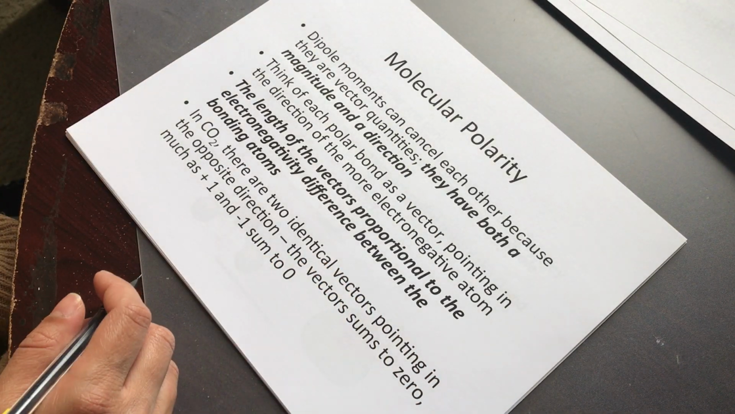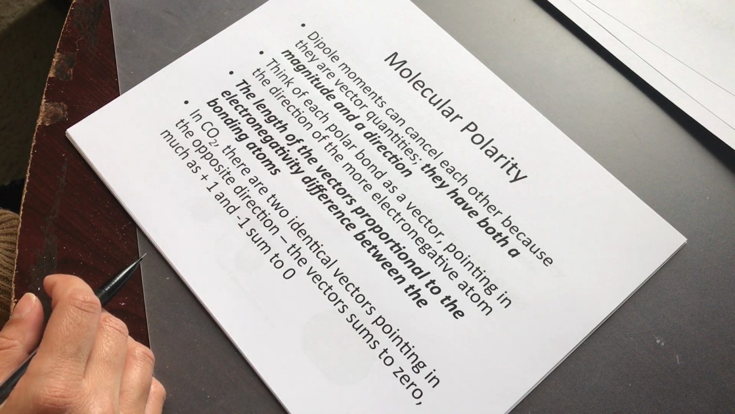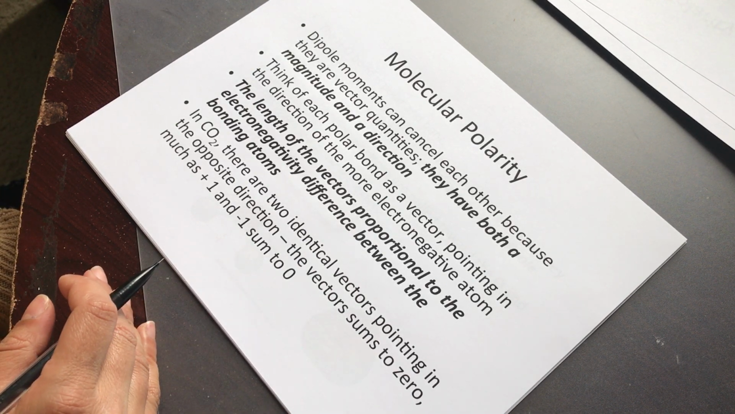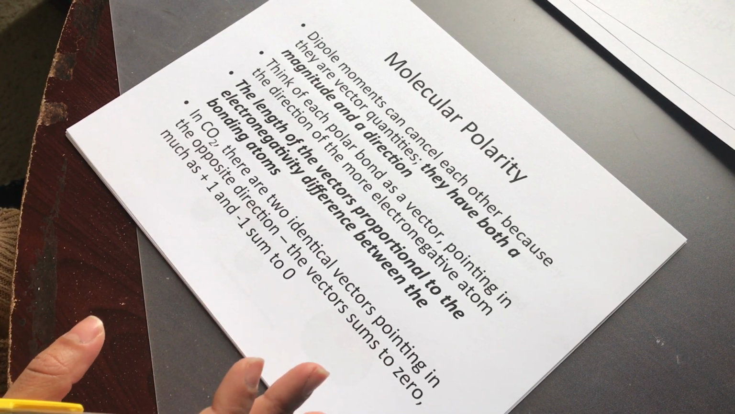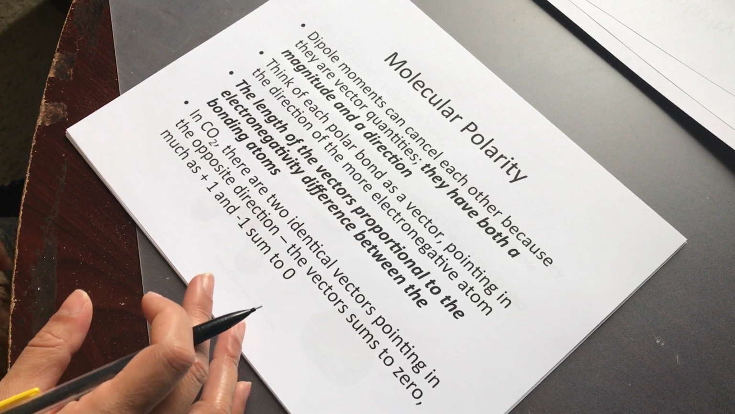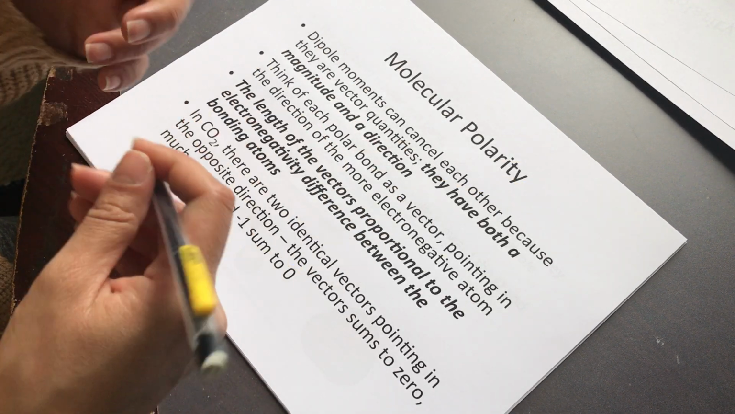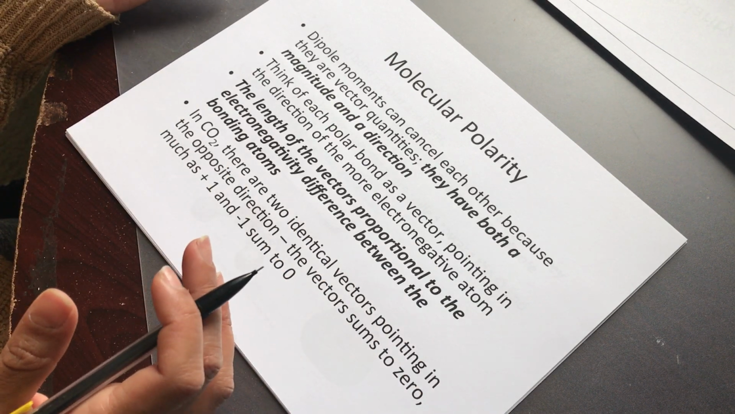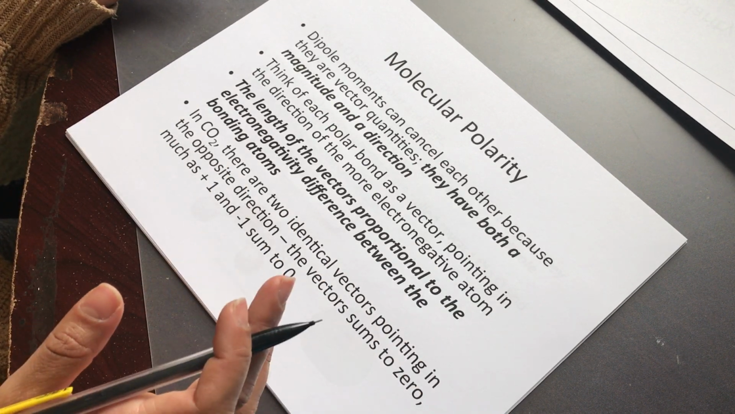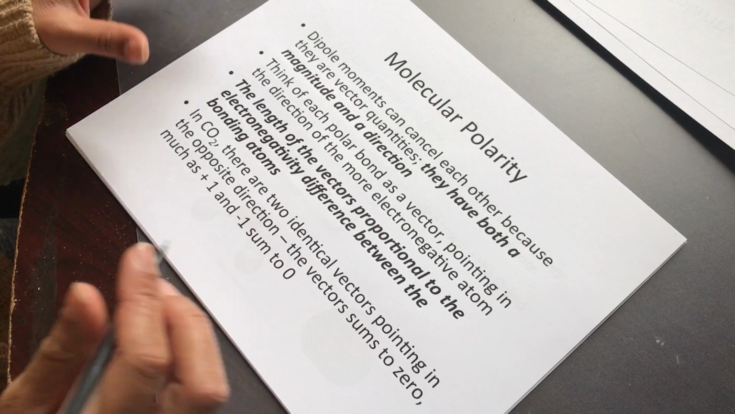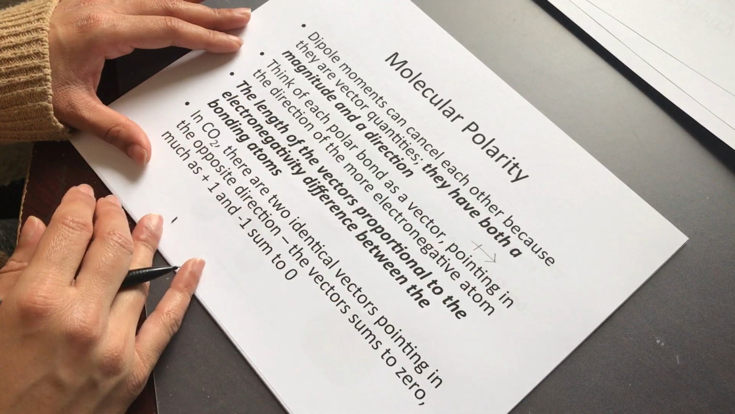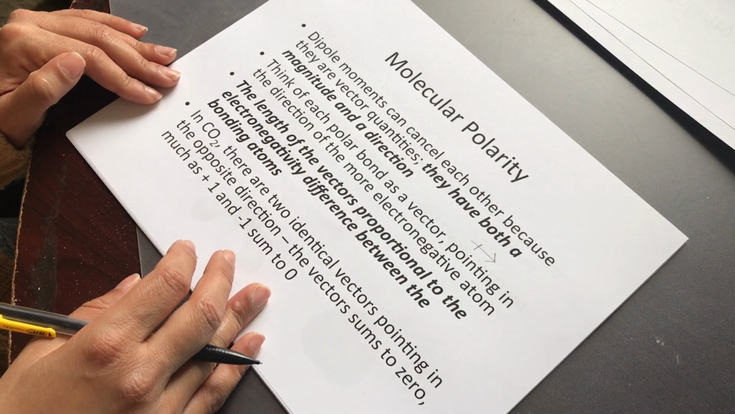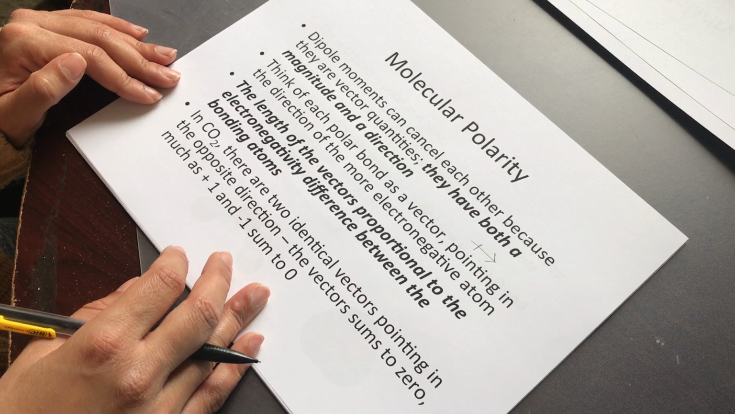Dipole moments can cancel each other because they are vector quantities. So the way that we are going to look at figuring out the polarity of a molecule is through envisioning dipoles as vectors. They have both a magnitude and a direction. So they can have a number, and because they point a different way, they have a direction. So we think of them as vectors. Think of each polar bond as a vector pointing in the direction of the more electronegative element. So when we draw a dipole now, we're thinking of a vector going towards the more electronegative element. The length of the vectors is proportional to the electronegativity difference between the bonding atoms.